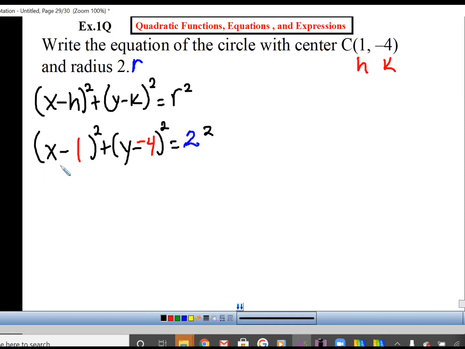Let's see, can we simplify the first one? No, it stays as x minus 1 squared plus. How about the second one? Y, what is negative times a negative? That's a positive 4 squared equals. And what is 2 squared? That is 4. And so we got that.